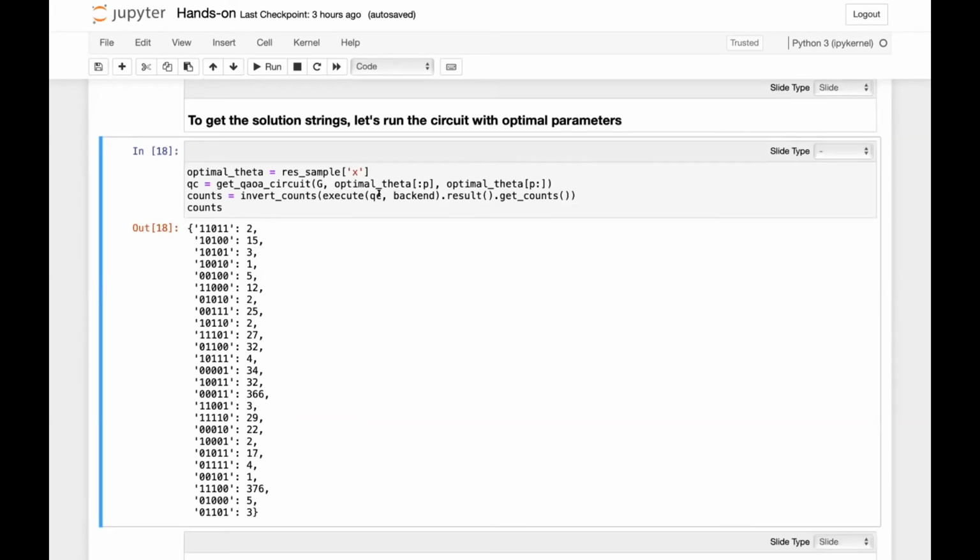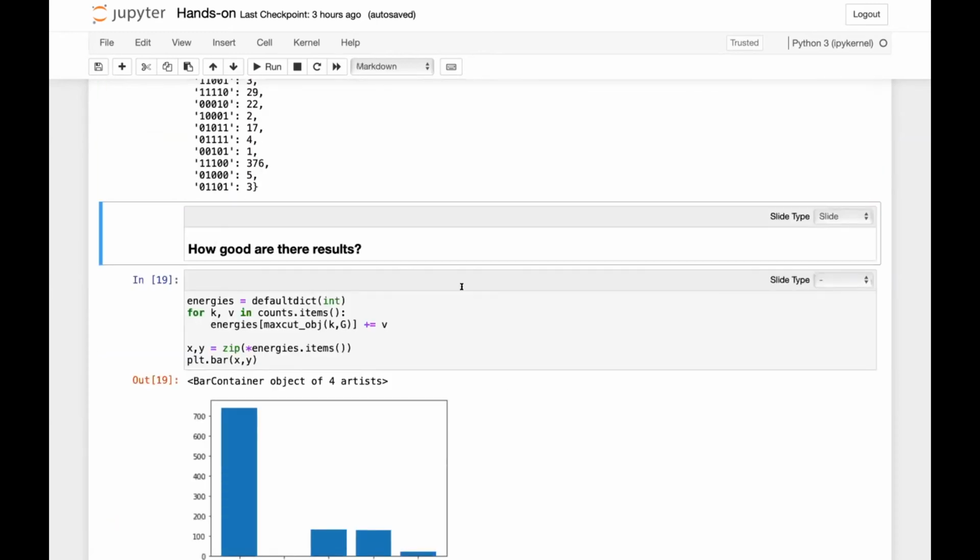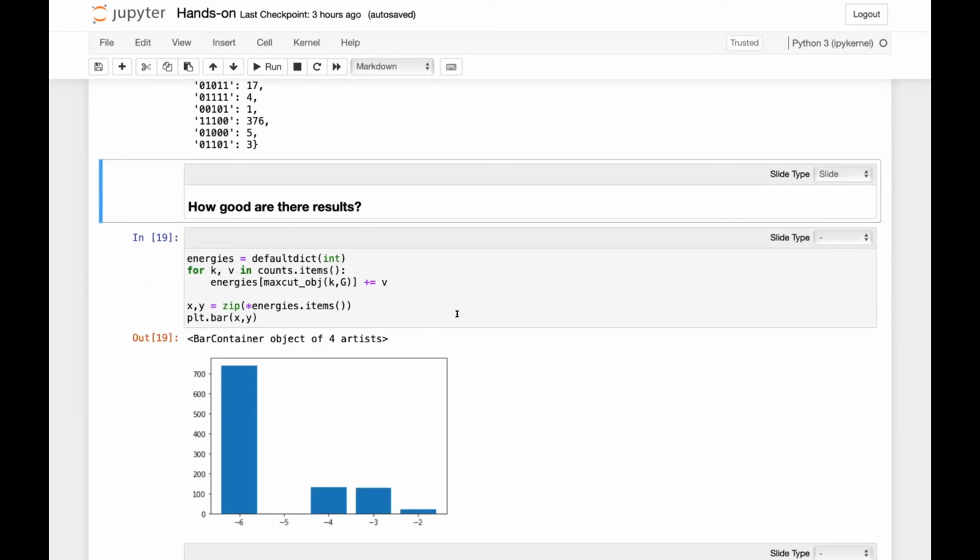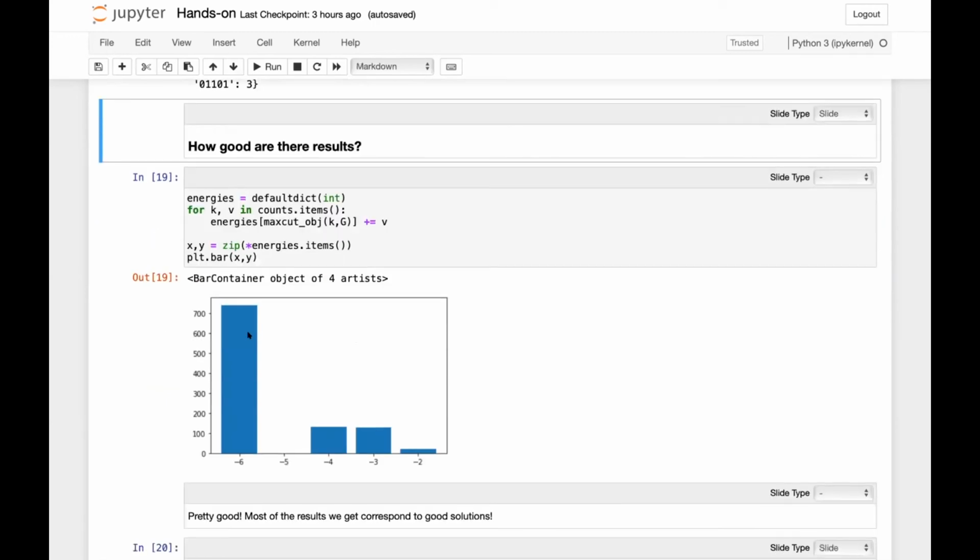Now let's look at the count. So let's take the circuit and rerun it again with the optimized parameters. So we pass our pre-optimized beta and gamma into the circuit. And we can look at what are the binary strings that we've measured out. So we can plot them, this histogram, where on the x-axis we have different values of the objective function, and on the y-axis we have the number of samples with this value of the objective function.